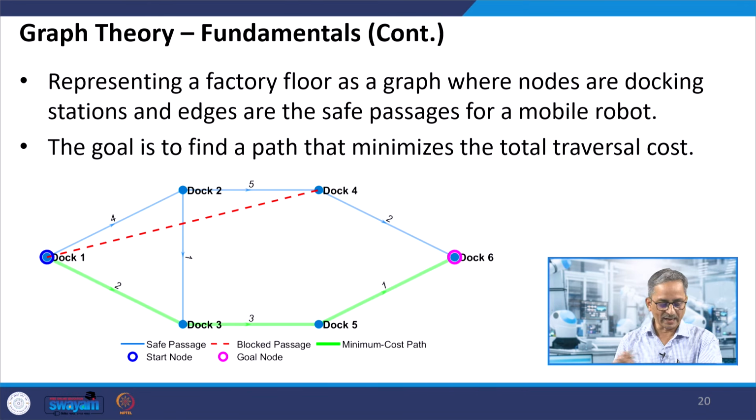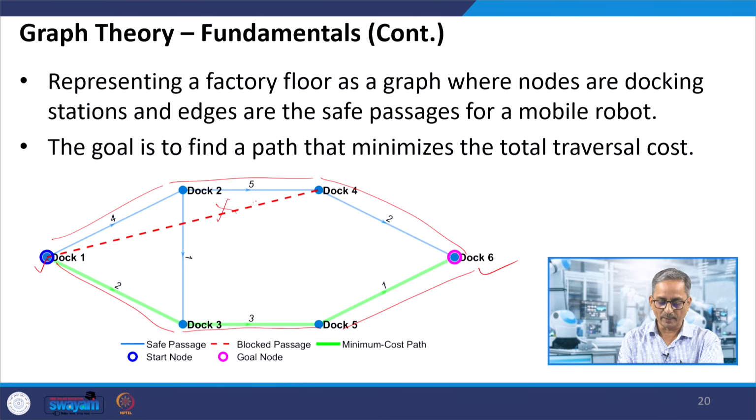So, in this example, say this is dock 1 and this is dock 6. Say the mobile robot has to pass from dock 1 to dock 6, and there are two possible ways. One is this way and another is this way. Now, say in this way the mobile robot cannot pass. The other way could be from here to here, and then it goes like this.